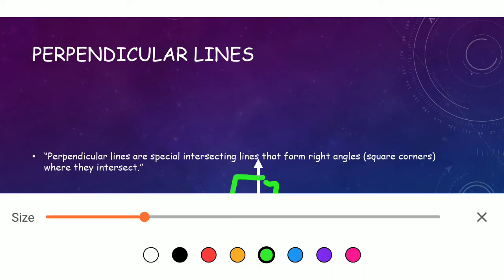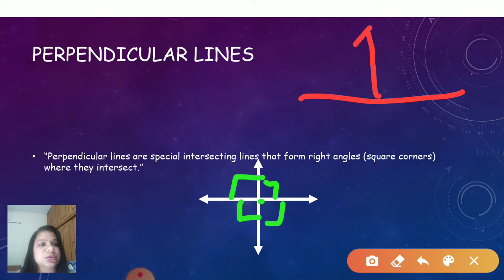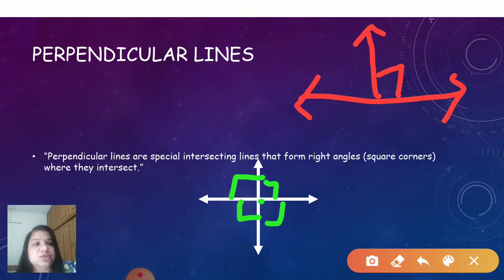Okay, so we can give you one more example. So if I will draw it like this, so these are also what? These are also the pair of perpendicular lines. Perpendicular lines are intersecting lines also. These are the special type of intersecting lines. Okay, so intersecting lines which intersect each other at an angle of 90-degree. So these lines are called perpendicular lines.